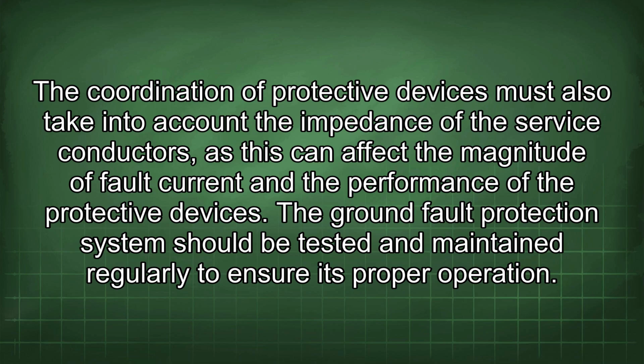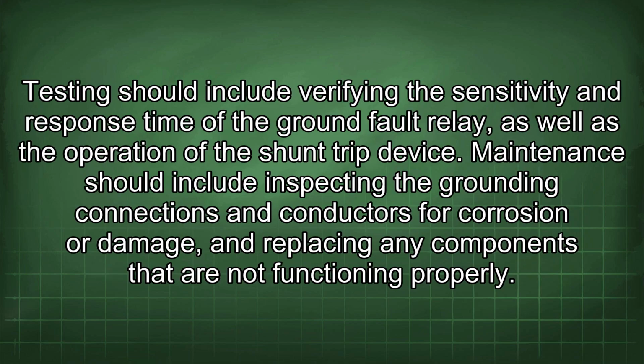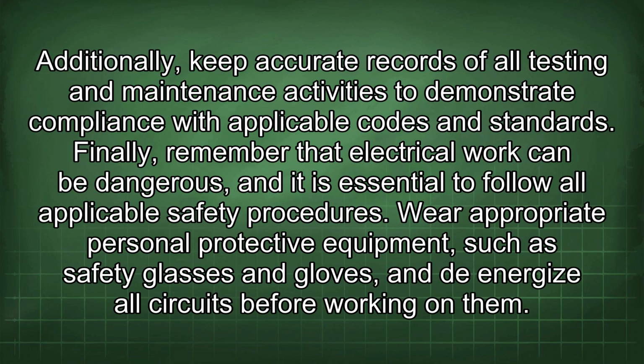The ground fault protection system should be tested and maintained regularly to ensure its proper operation. Testing should include verifying the sensitivity and response time of the ground fault relay, as well as the operation of the shunt trip device. Maintenance should include inspecting the grounding connections and conductors for corrosion or damage, and replacing any components that are not functioning properly. Additionally, keep accurate records of all testing and maintenance activities to demonstrate compliance with applicable codes and standards.